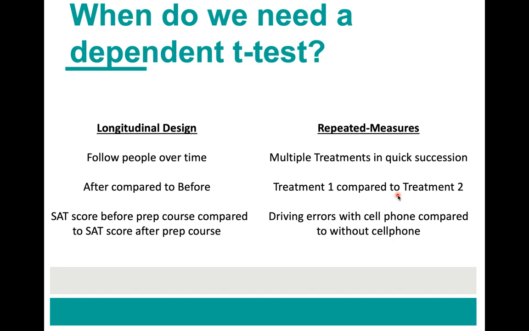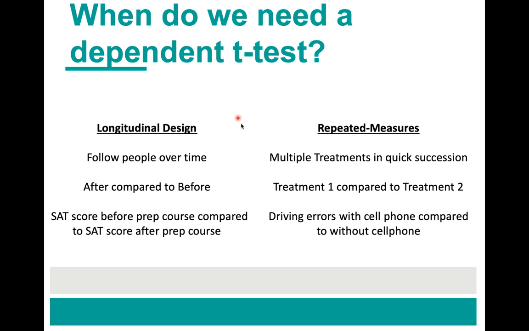So I want you to imagine that we're interested in how cell phone usage impacts driving errors. So we bring 50 people into the lab. We have a driving simulator. We have them go through a driving simulator using a cell phone, and we record all their errors. And then we have them go through, the same people go through the simulator without a cell phone, and we record all their errors. So we have exposed them to two treatment conditions, cell phone and no cell phone, in quick succession. And then we're going to compare their performance across those two treatment conditions.